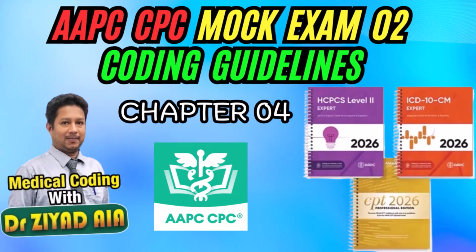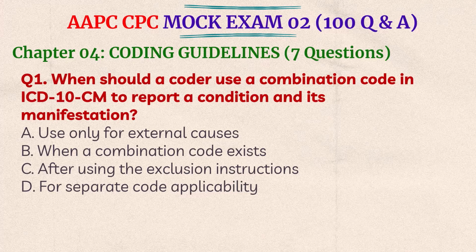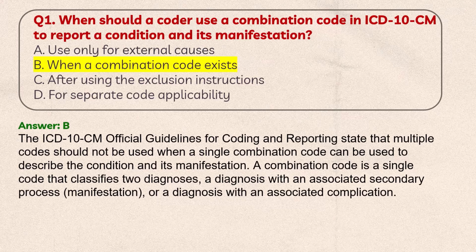Chapter 4 Coding Guidelines. There are 7 MCQs. Question number 1. When should a coder use a combination code in ICD-10-CM to report a condition and its manifestation? A. Use only for external causes. B. When a combination code exists. C. After using the exclusion instructions. D. For separate code applicability. Think the answer. The correct answer is B. When a combination code exists.